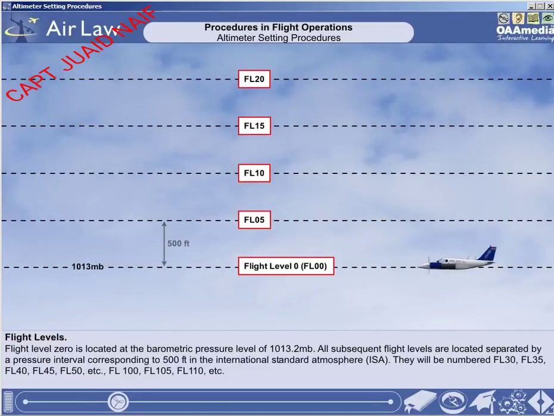Flight Level 0 is located at the barometric pressure level of 1013 millibars, and all subsequent flight levels are separated by pressure intervals corresponding to 500 feet in standard atmosphere. They are numbered Flight Level 30, Flight Level 35, Flight Level 40, Flight Level 45, or, as they get higher, Flight Level 100, Flight Level 105, Flight Level 110. The last two zeros of the number are always omitted.